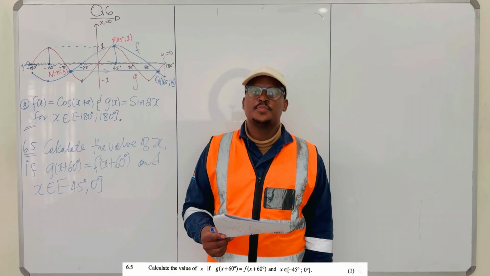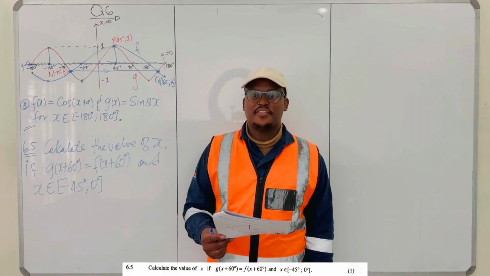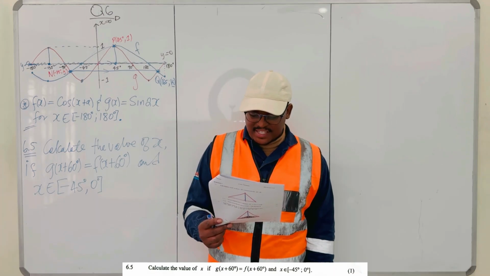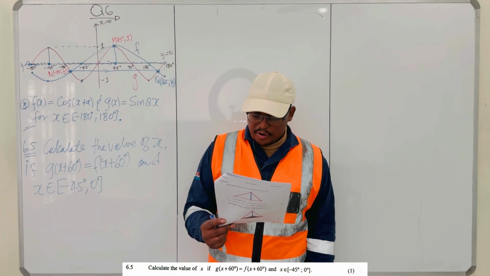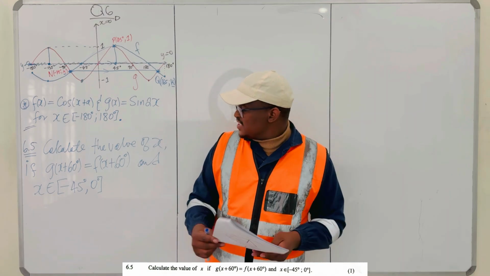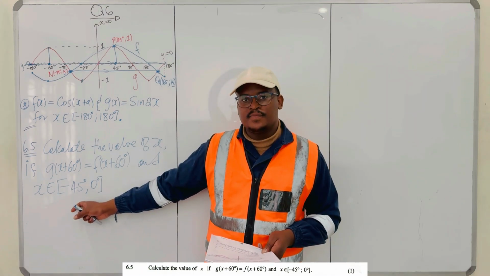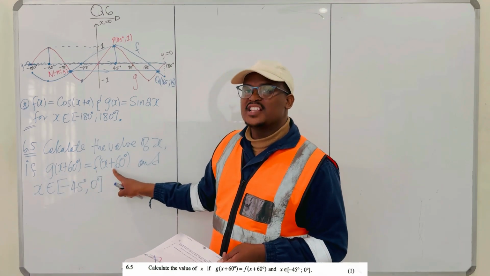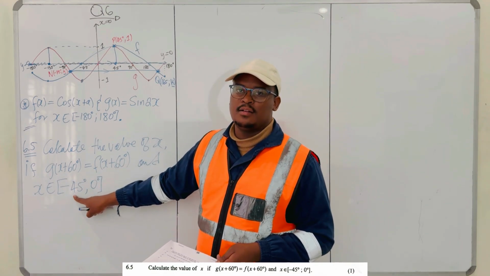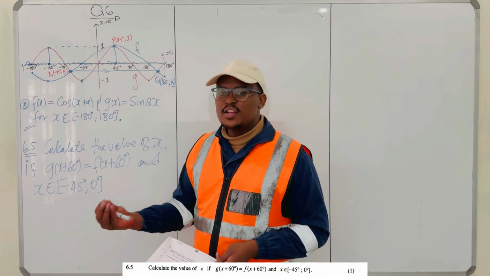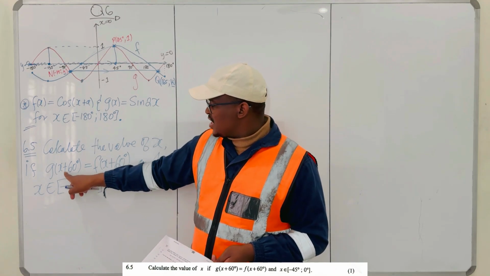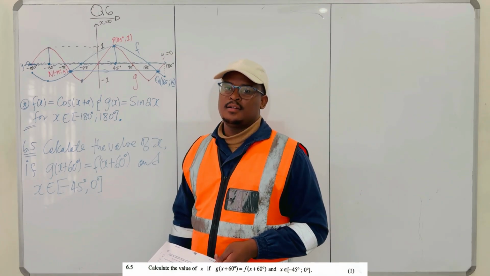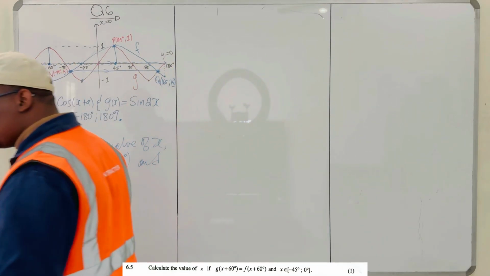Okay, so now we're doing 6.5, right? 6.5 reads as follows. They are saying, calculate the value of x if g of x plus 60 degrees is equal to f of x plus 60 degrees on this interval here. They want you to find the point of intersection of g of x plus 60 degrees and f of x plus 60 degrees on this interval over here. No problem. How do we do that?